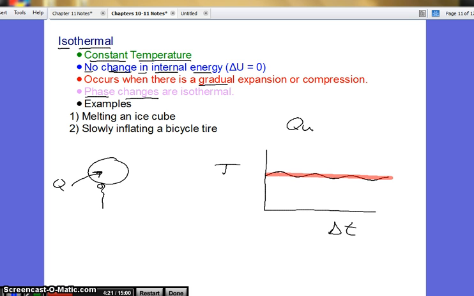We call this a quasi-static process, meaning it's almost not moving. It's almost staying the same. An example of this as well would be slowly inflating a bicycle tire, so you'd have to be using something like a hand pump instead of using an air compressor. It has to be done gradually.